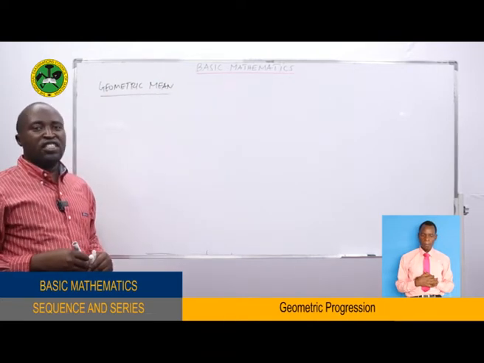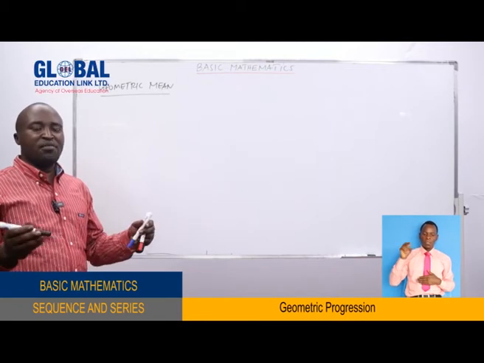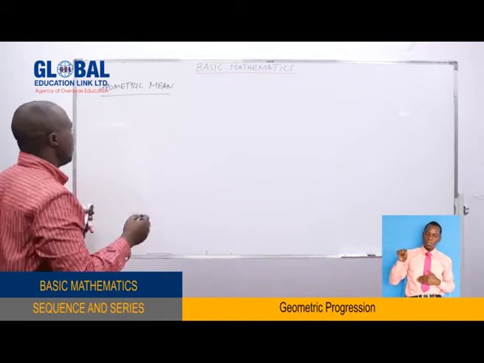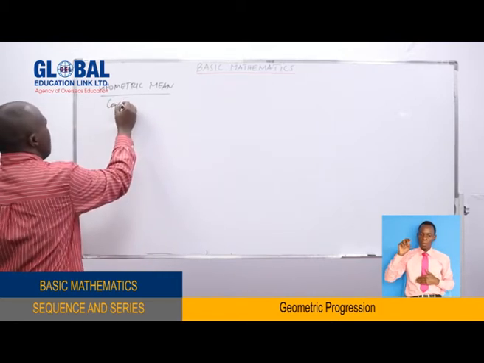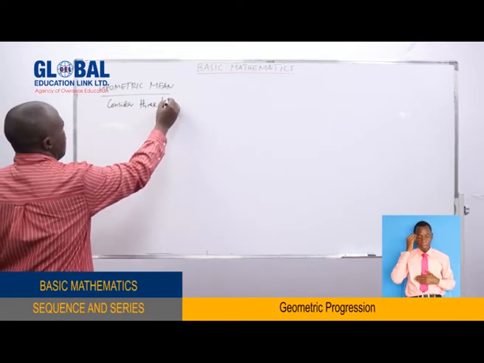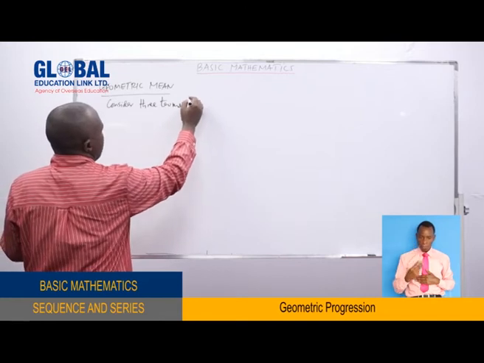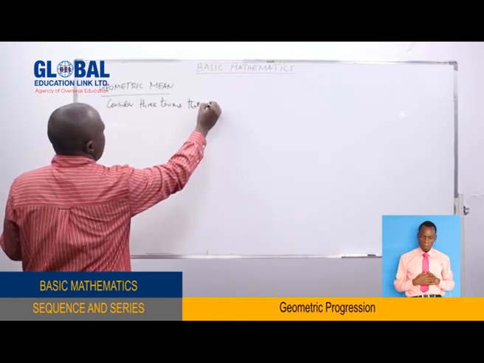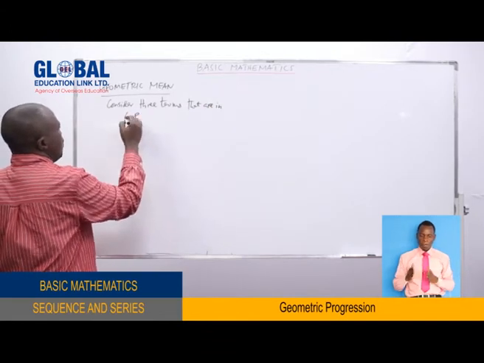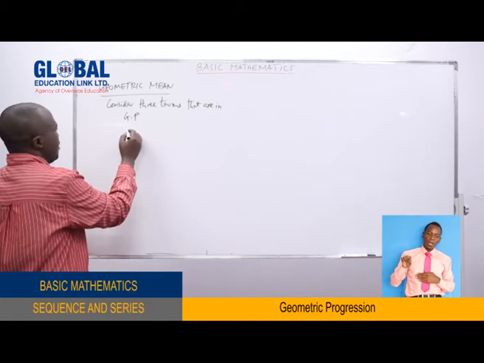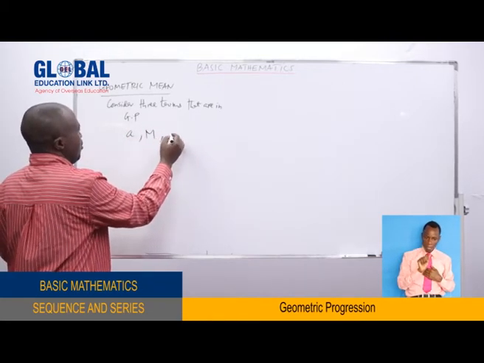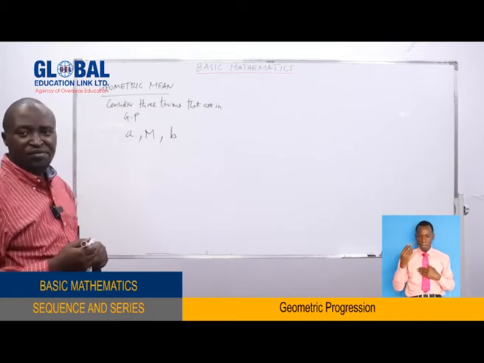Now, for the case of a geometric mean, again consider three numbers that are in a geometric progression. So that is, consider three terms that are in geometric progression. The first one, let's say it is A. The second one is M, and the third one is B.